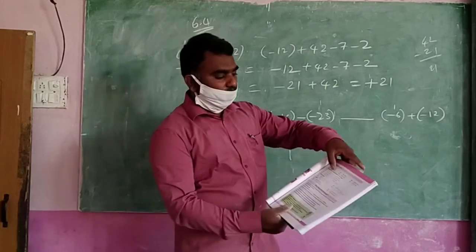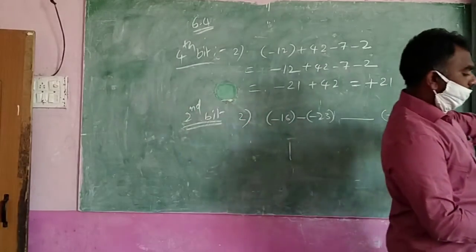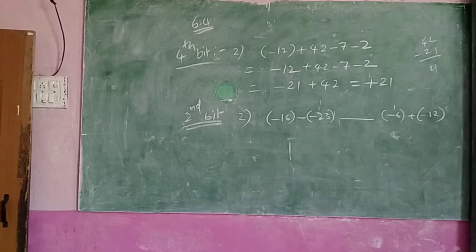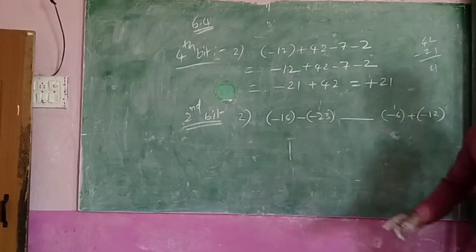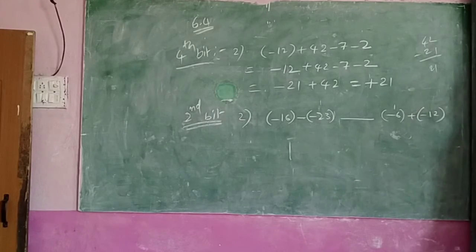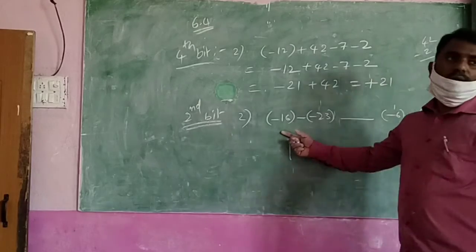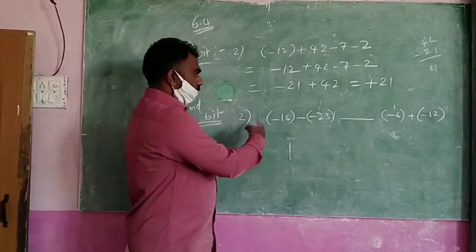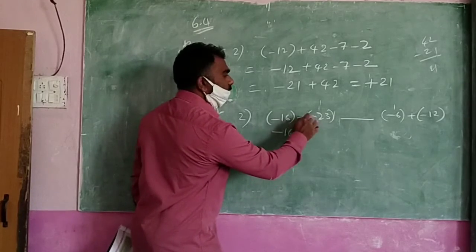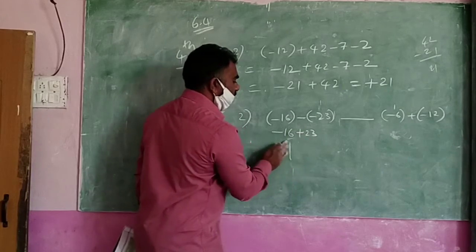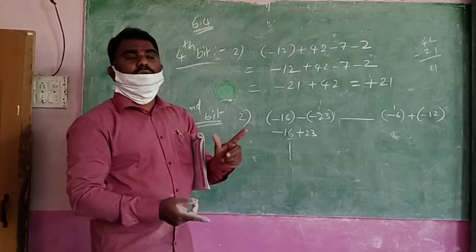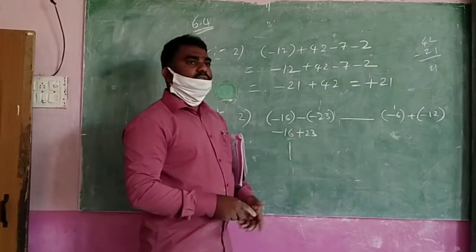See, first the heading you see. Fill in the blanks with appropriate symbols. What are they? Greater than, less than, or equal to. Means which is bigger you have to find. Is it or not? So first you have to find this answer, then the next answer, then the symbol in between. First we will find this answer. Okay, how do you find? First what should we do? Brackets are there. Brackets you have to remove. Write it: minus 16 plus 23. You know how to do that? How are these? Up and down. So what should you do? What is the difference between 23 and 16?